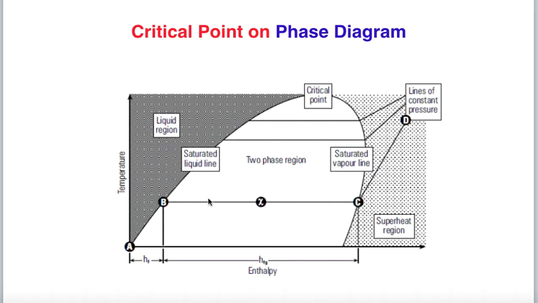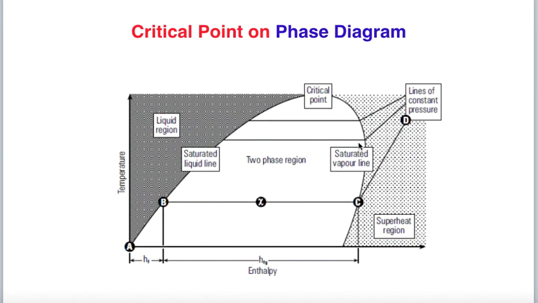If we increase the pressure, let's say these are constant pressure lines, this is also a constant pressure line. Let's say this is at atmospheric pressure and this is at a higher pressure than atmospheric. You can see the length from here to here is less than length BC. This BC length indicates HFG, the latent heat of vaporization, or the enthalpy of vaporization. So this length at higher pressure is less.